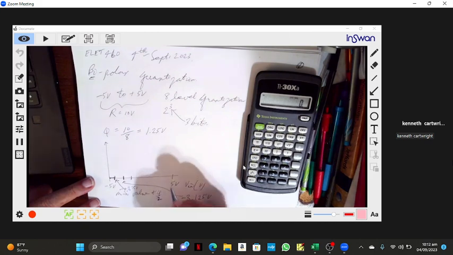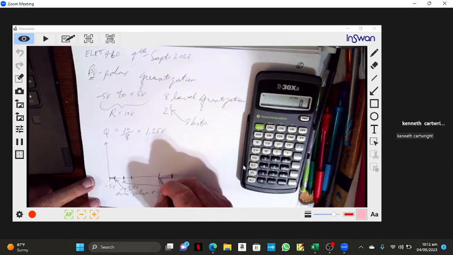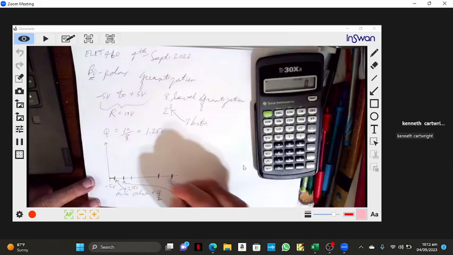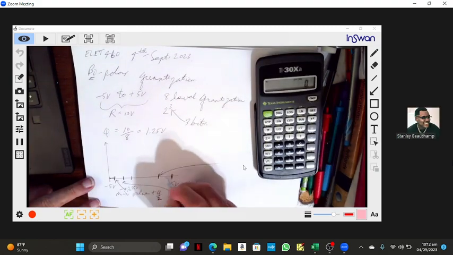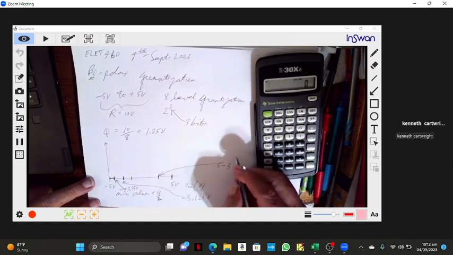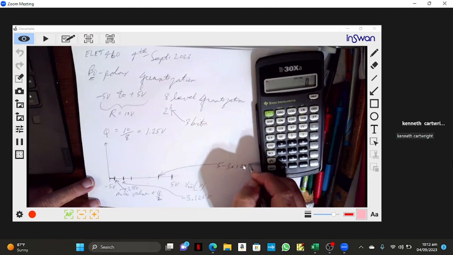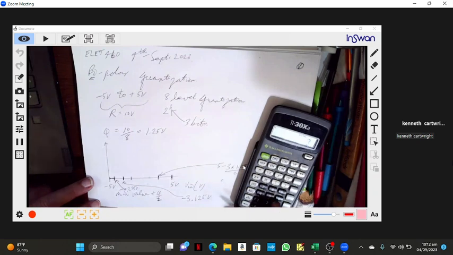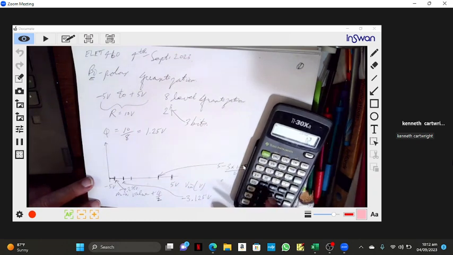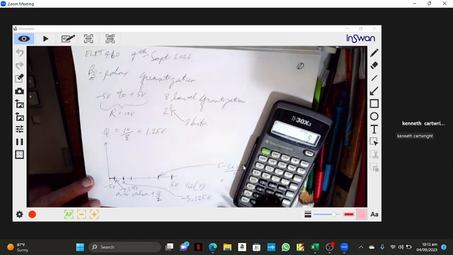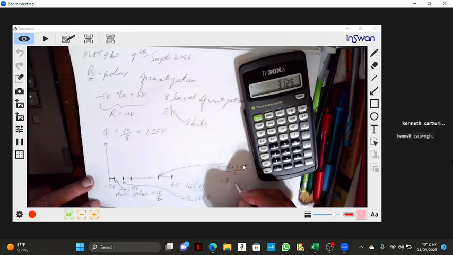What's the very last piece? What's this point right here? You also know this from last class. Now 3Q over 2 or something like that, I think it was. That's 5 minus 3Q over 2. Yeah. All right? 5 minus 3 times 1.25 over 2. 3.125.